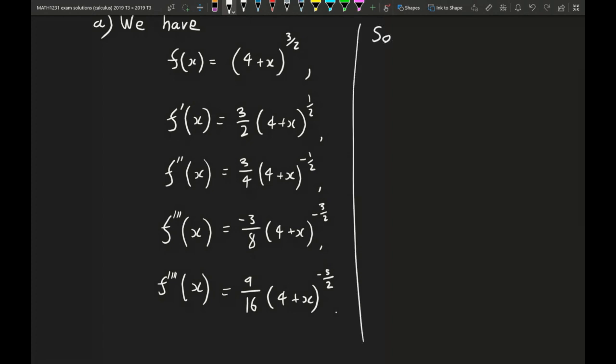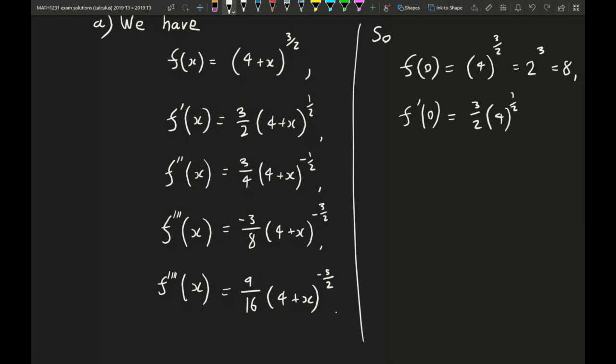So just to get a few pieces of information for the series, we need f(0), which is actually 4 to the power of 3 over 2. Now, the person who wrote this was trying to be kind because 4 is 2 squared, so you can write this as 2 cubed once you take that power of a half in. So that is just 8. For f'(0), that's 3 halves times 4 to the half, the square root of 4 being 2. So this is just 3.